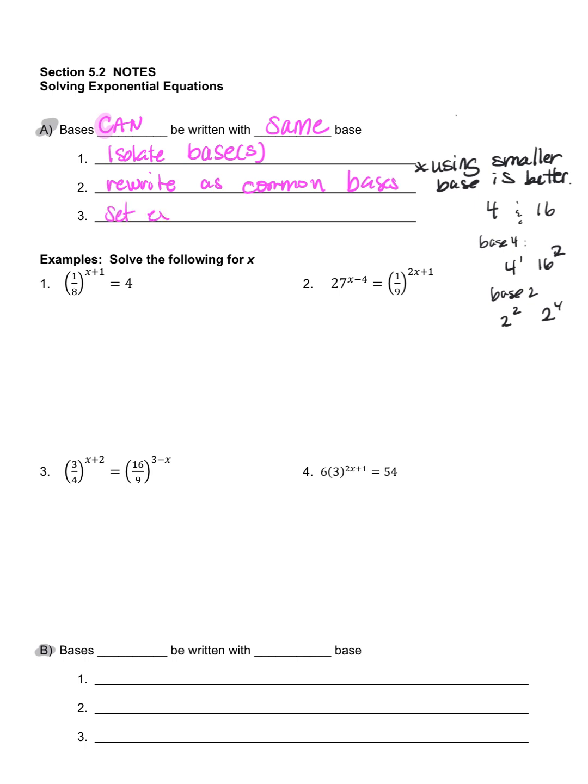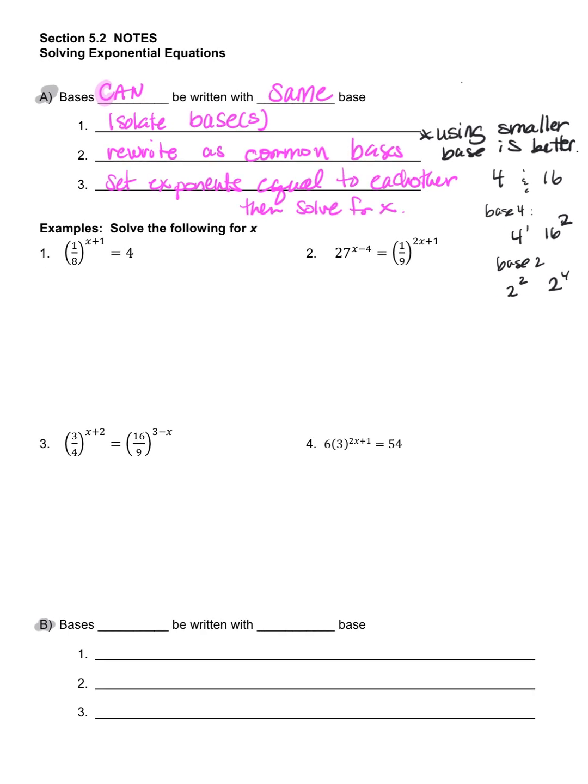Get rid of those bases, and we talked about that. Set exponents equal to each other. Then solve for x. So remember, when those bases are the same, you're able to drop the bases and set the exponents equal to each other. There's a lot of different ways you can do that. We did that with evaluating logs, so it still applies when we do other problems with exponential equations or functions.